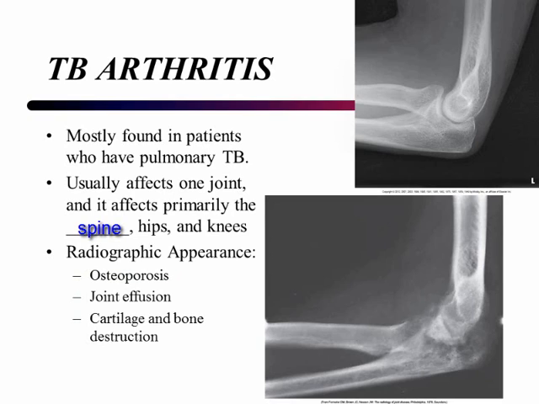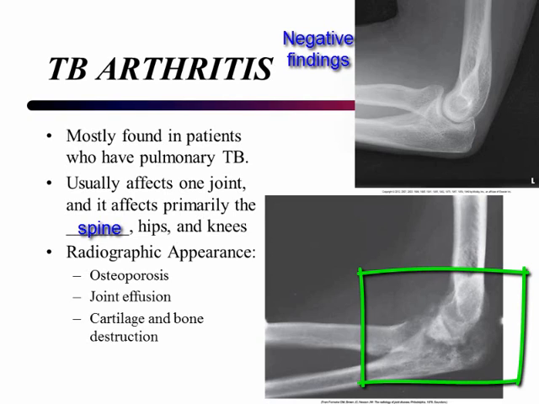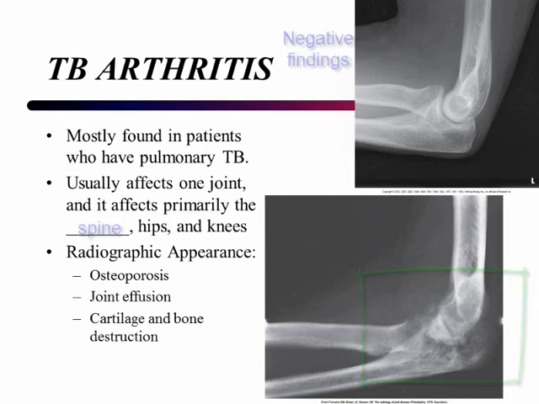Compared to the lateral projection of the elbow in a patient with negative findings, notice the lateral projection in a patient with TB arthritis of the elbow with complete destruction of the joint space.